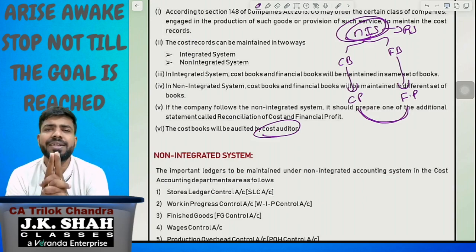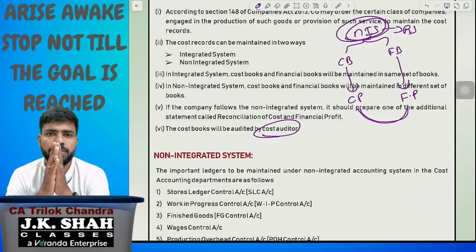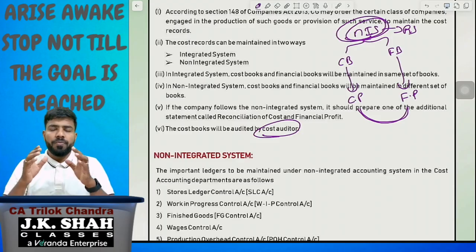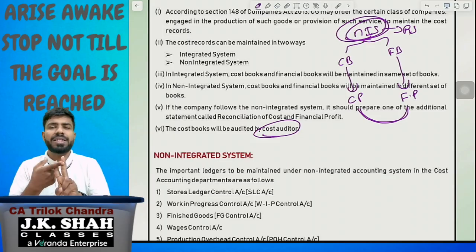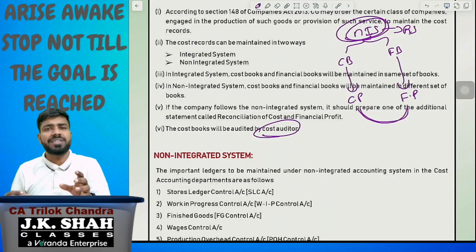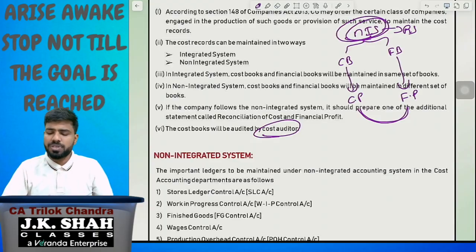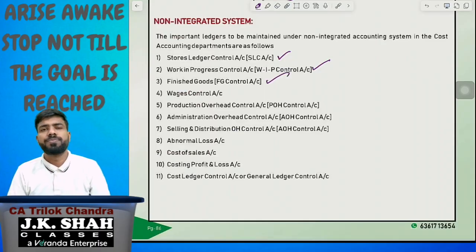When it comes to non-integrated system, specifically we need to prepare 11 ledger accounts. What are the 11 ledger accounts? Please understand here. When it comes to a manufacturing company, three types of stocks are possible: raw material, work in progress, finished goods. For these three types of stocks, we are going to have three different ledgers: stores ledger control account, work in progress control account, finished goods control account.